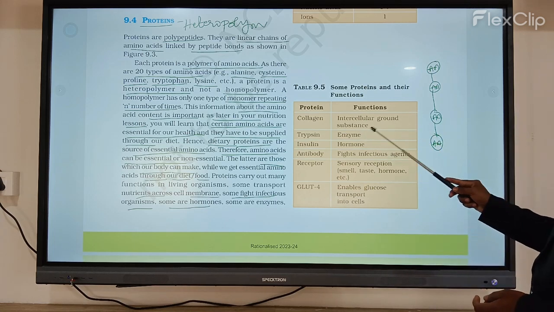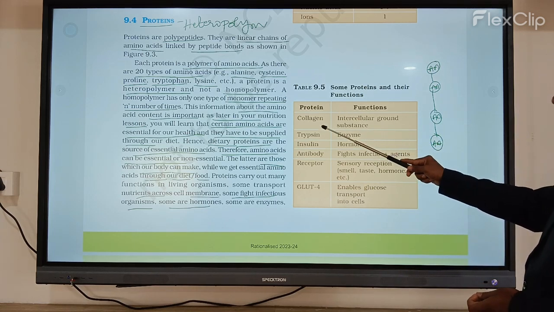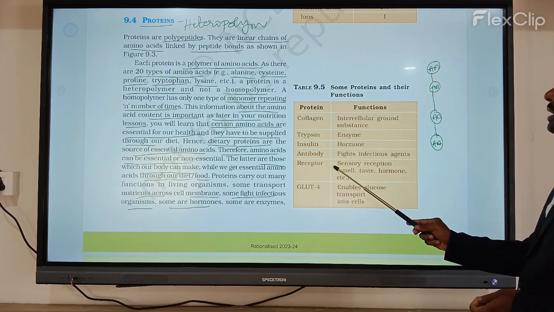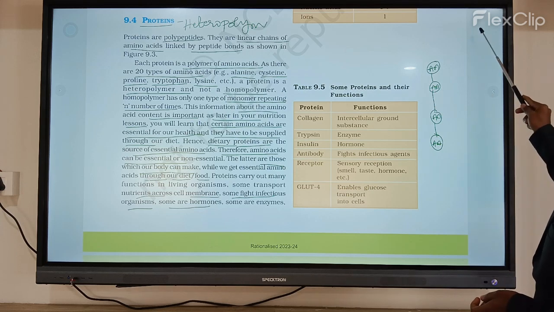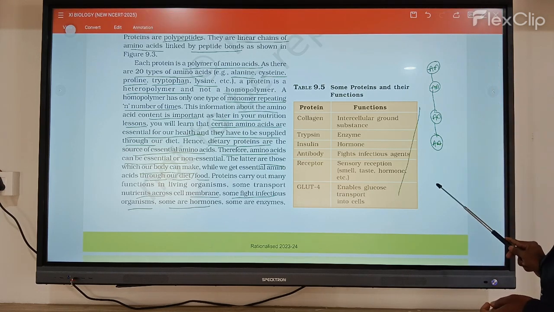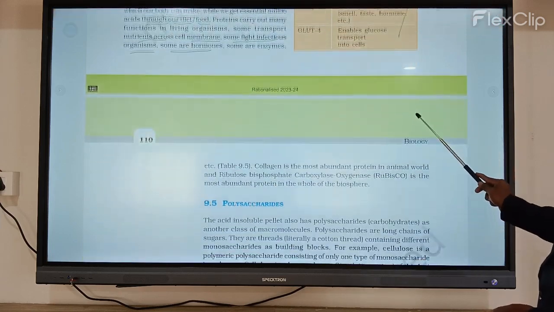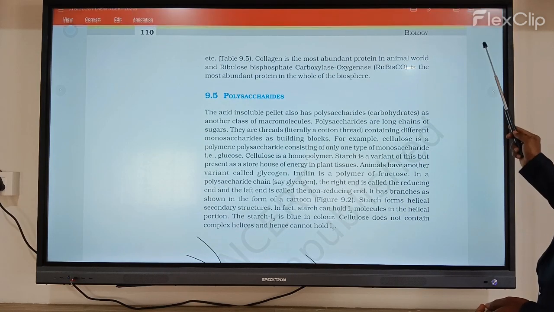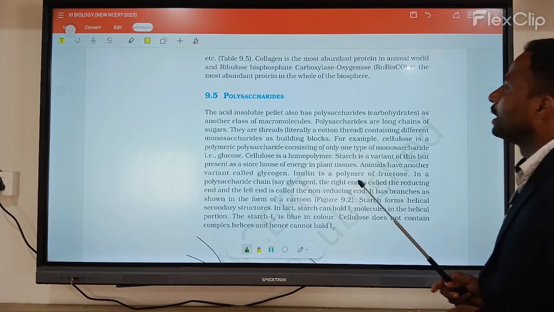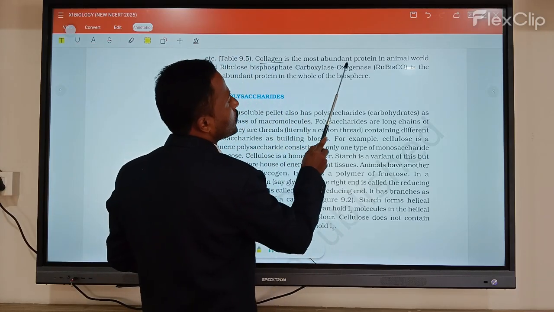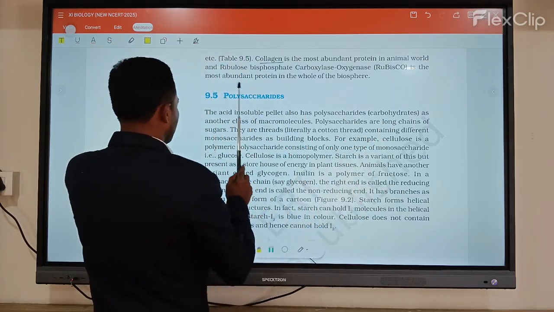Okay, as they are given clearly: collagen, trypsin, insulin, antibody, receptors, and GLUT. Now, here are some enzymes. Collagen is the most abundant protein in animals.